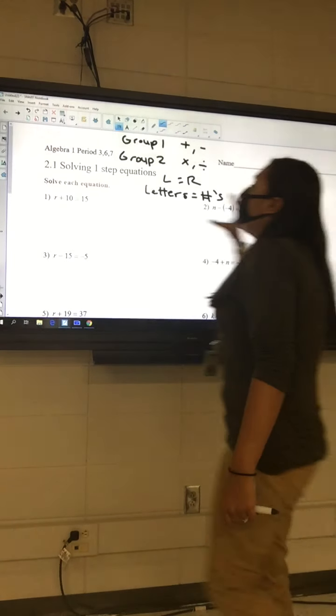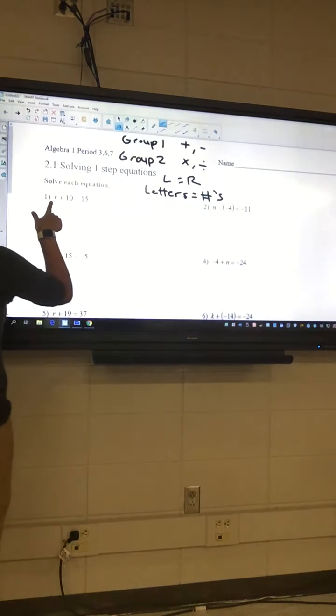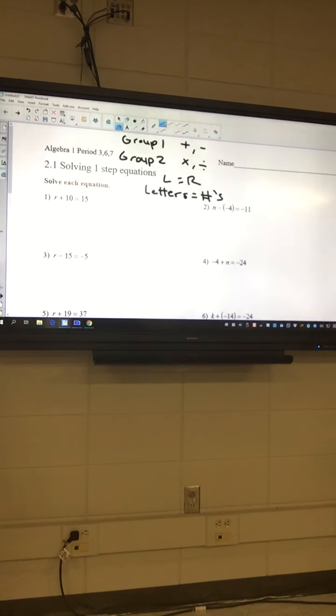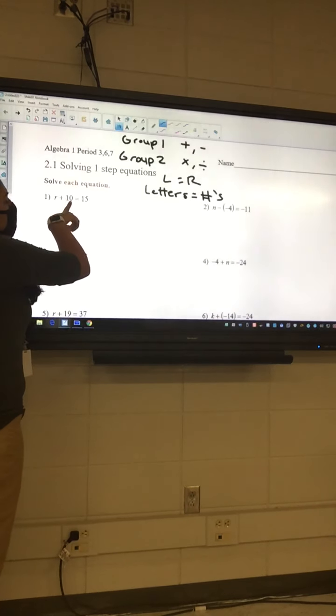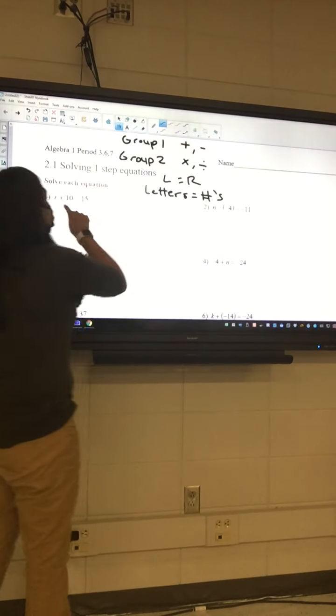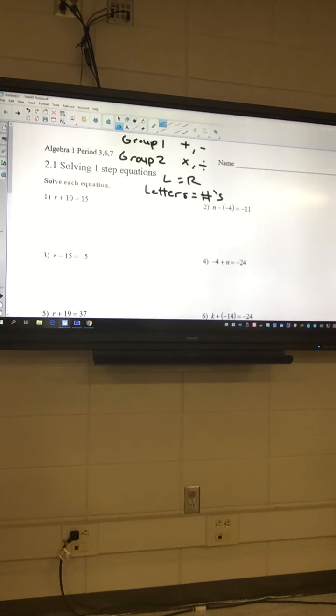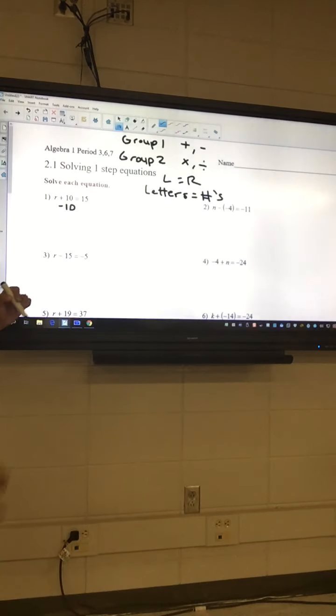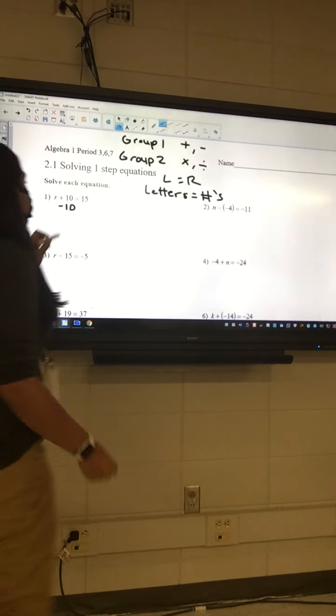So, let's look at number 1. Is this a letter or a number? It's a letter. And what number is in front of the letter? It's a 1. Okay, it's really a 1R. Is this a letter or a number? It's a number. So, numbers go on the right. Okay, so how do I move a plus 10? I need to do the opposite. So who's his best friend? Minus. So we're going to say minus 10. If we do it to one side, okay, we have to do it to the other side. So you're going to say minus 10.